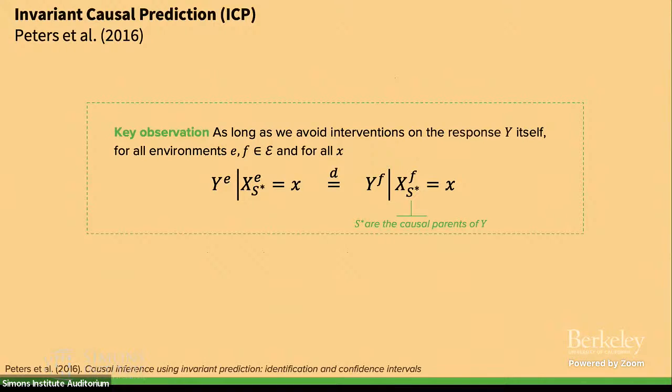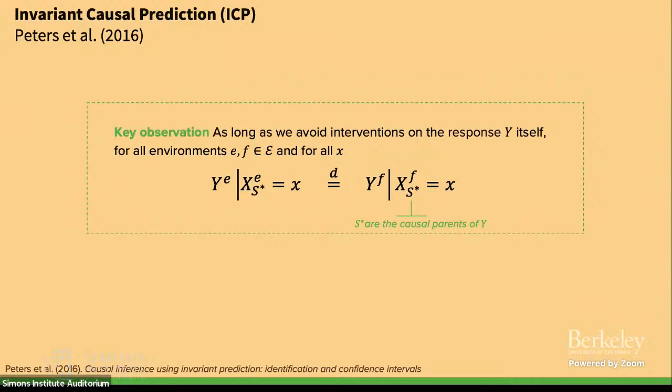So now what we observed is actually a very well-known property of causal models, namely that as long as we don't intervene on Y directly, then when we compare the conditional distribution of Y conditioning on the true set of causal parents, that distribution remains invariant across these environments, where these environments are generated by interventions on the remaining variables in the system. And in terms of notation, S star denotes the causal parents of Y throughout this talk.